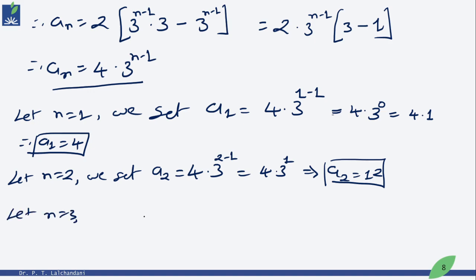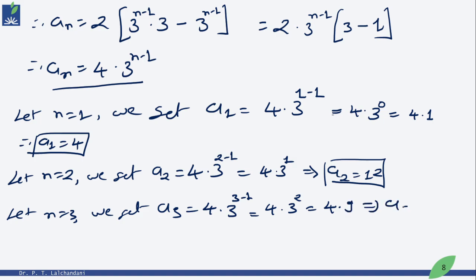Let us take n equal to 3. Let us see what happens. So here we get an, that is a3. 4 into 3 raised to n minus 1. So 3 raised to 3 minus 1. So it is 4 into 3 square, and we know that 3 square, that is 9. So 4 into 9, and this implies that 9 into 4, that is 36. a3 is equal to 36. Right? We are asked to find out the first four terms. So we already got the first three. Let us take n equal to 4. You will get the fourth term also.